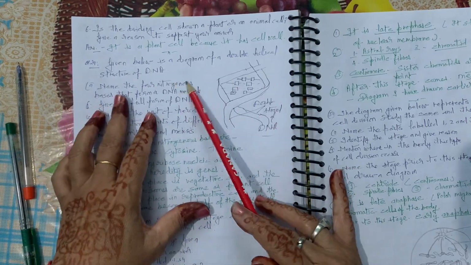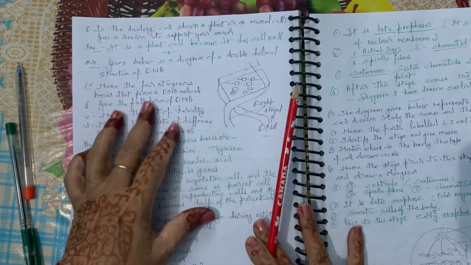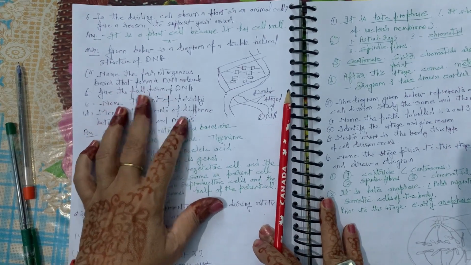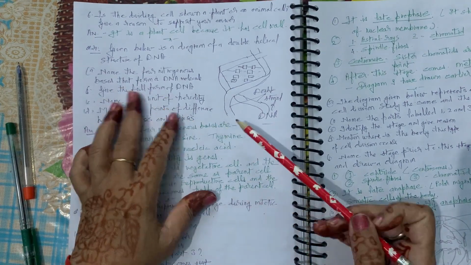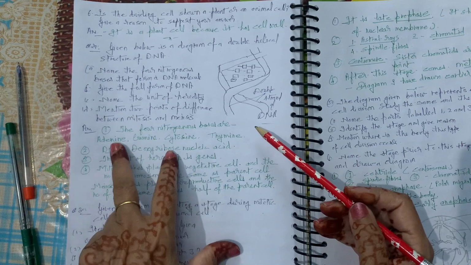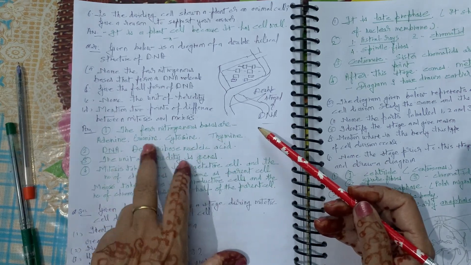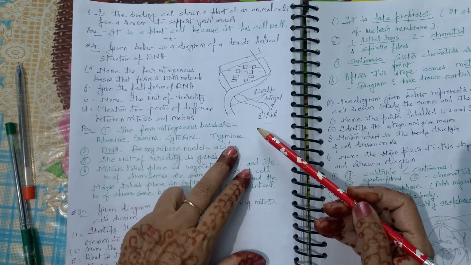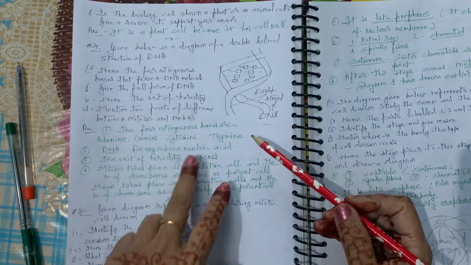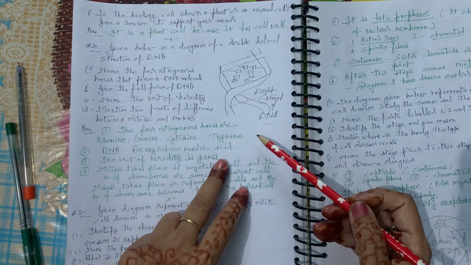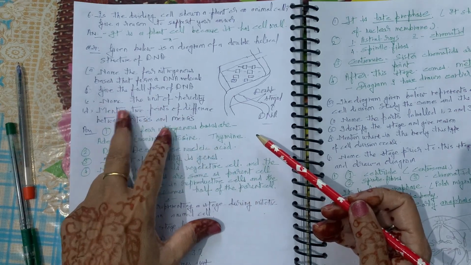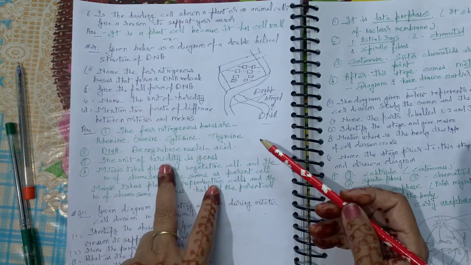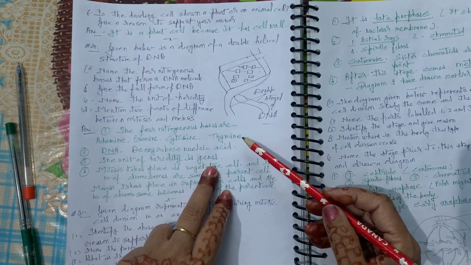Given below is the diagram of the double helical structure of the DNA. Now name the 4 nitrogenous bases that form a DNA molecule. The 4 nitrogenous bases which form the DNA molecule: adenine, guanine, cytosine, thymine. Give the full form of DNA: deoxyribose nucleic acid. Name the unit of heredity. The unit of heredity, they are the genes.